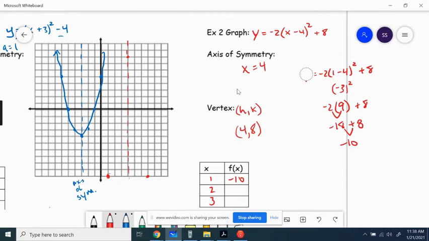All right, now let's put in our next x value. y is equal to -2 times (2 minus 4) squared plus 8. 2 minus 4 is -2.